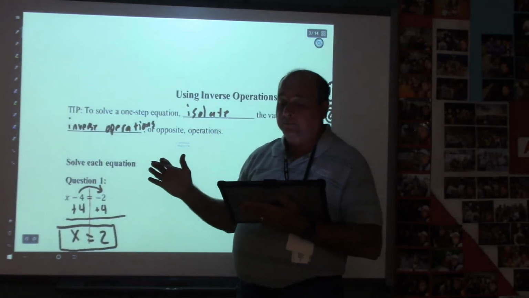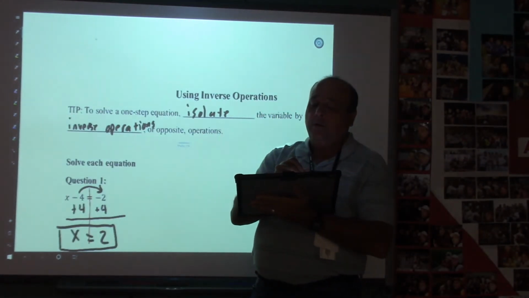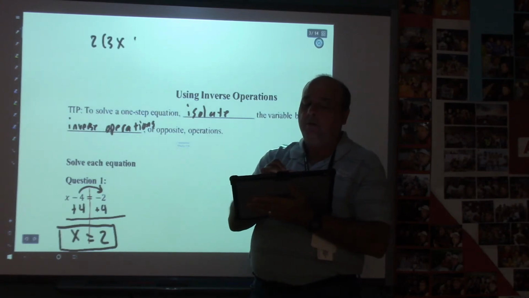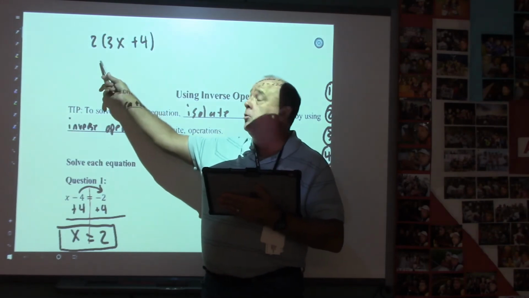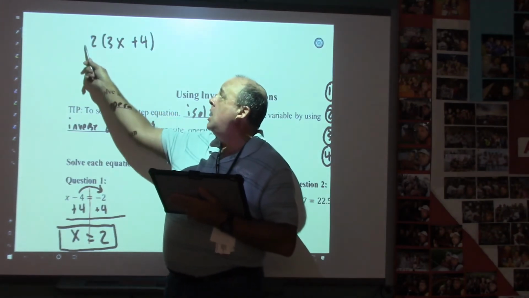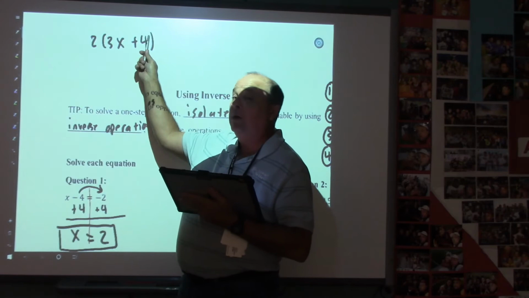Before I do that, let's do this. You did this in sixth grade. Okay, now remember what this is called. This is the distributive property, right? So we're going to take our constant and we're going to distribute it to the 3 and the 4.